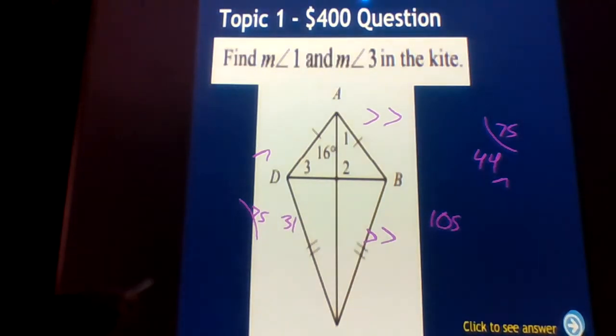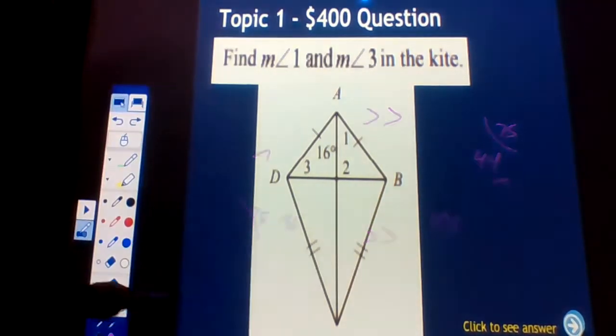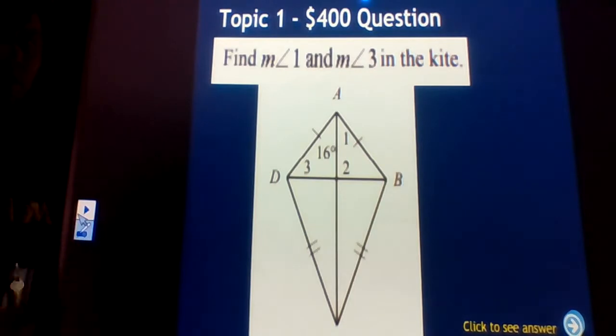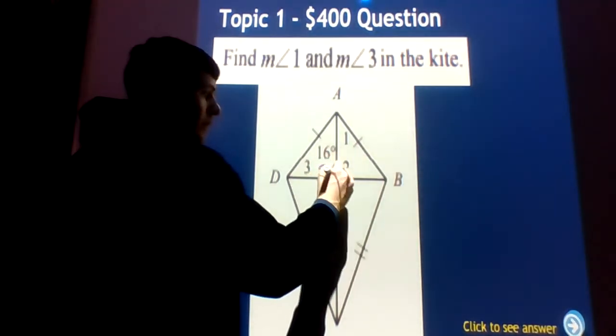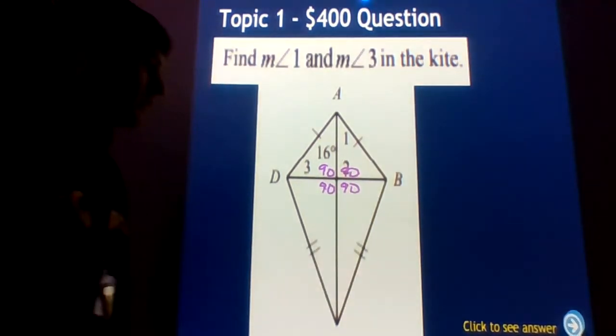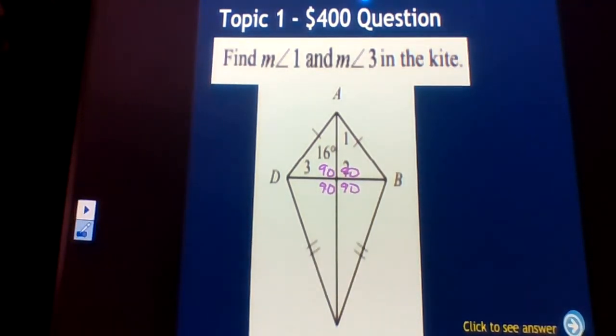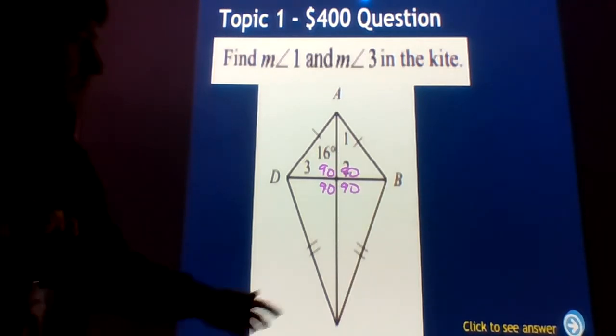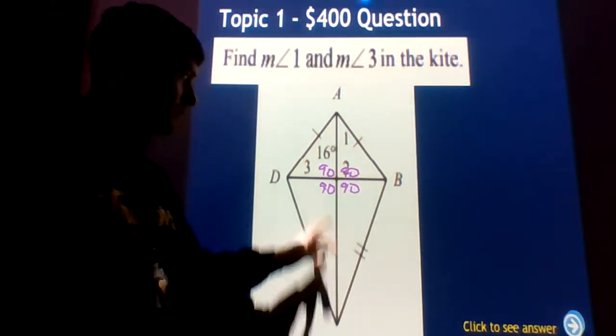Then here we have a kite. So we know the diagonals of a kite are perpendicular, so we're going to have 4 right angles. Perpendicular lines form 4 right angles, so 90, 90, 90. We also know that one pair of angles of a kite are going to be bisected by the diagonal. So that's the pair that's between the 2 sides that are congruent. So that's going to be these 2.